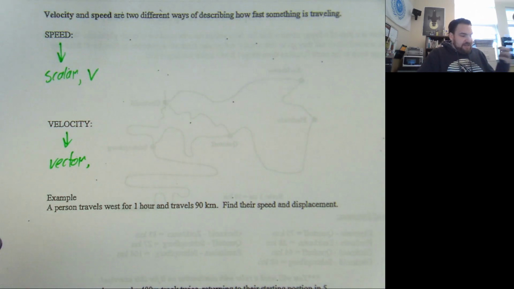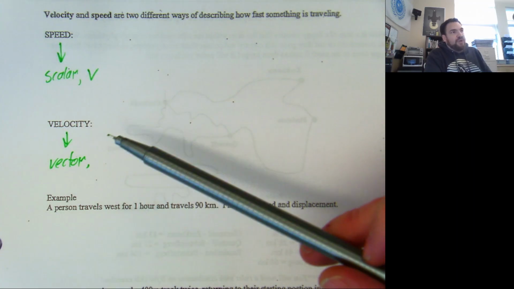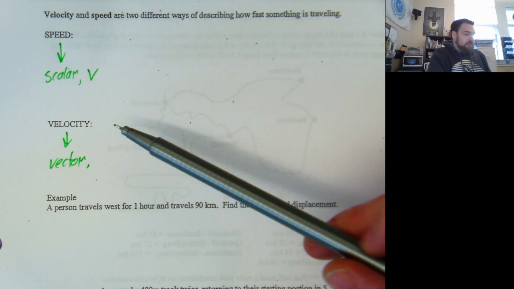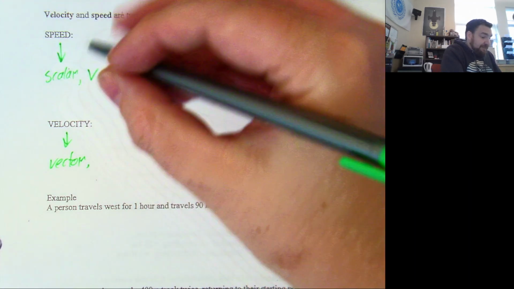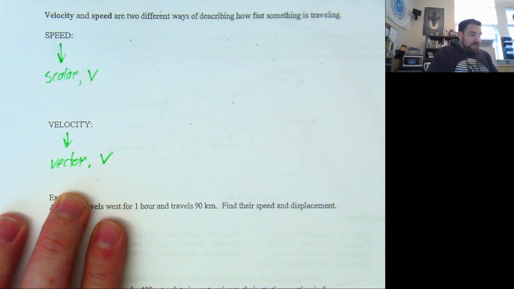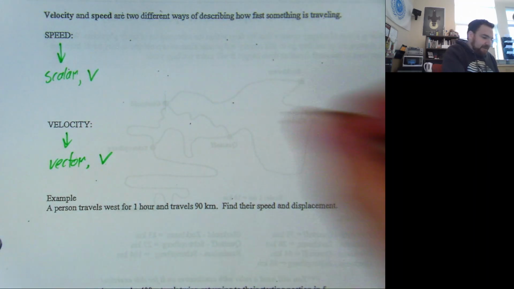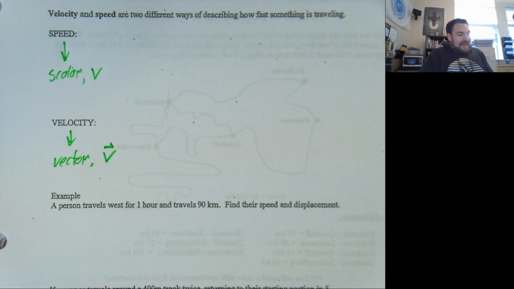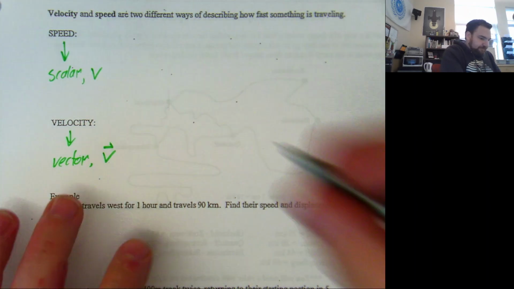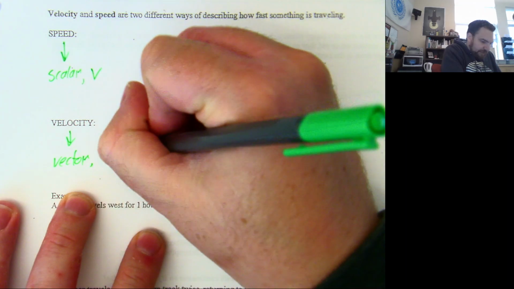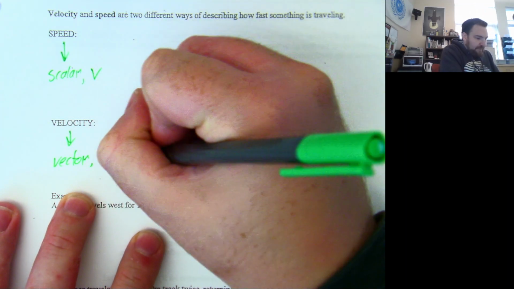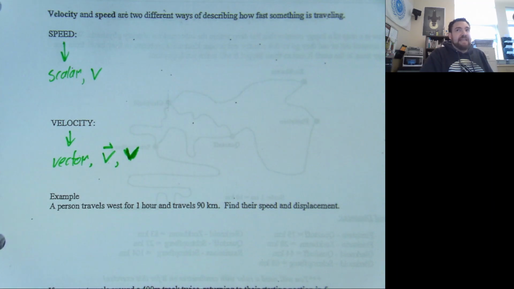Speed's a scalar, velocity is a vector, and because it's a vector, the only difference between speed and velocity is that velocity cares about which way you're going. So we use the same symbol for velocity as we do for speed, except we tack on the arrow above it, or some textbooks will just bold it and leave it like that, because it's easier to just bold a letter than it is to throw the arrow above it.